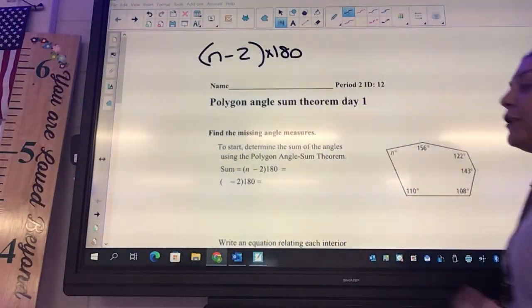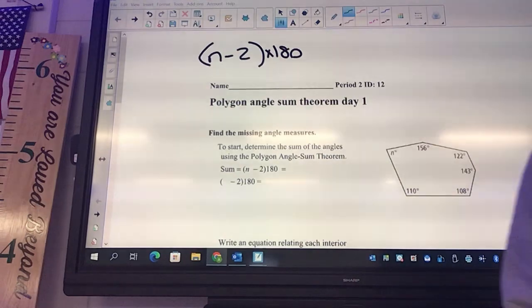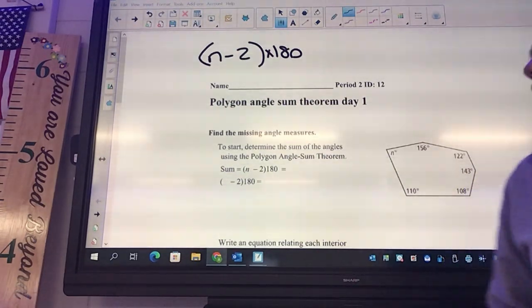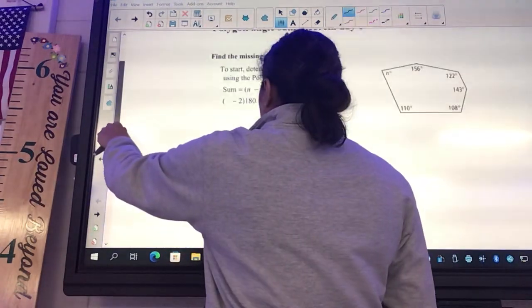Okay, so today we're gonna do the Polygon Angle Sum Theorem. Our general formula that we have done is n minus 2 times 180. What does n stand for? The number of sides.